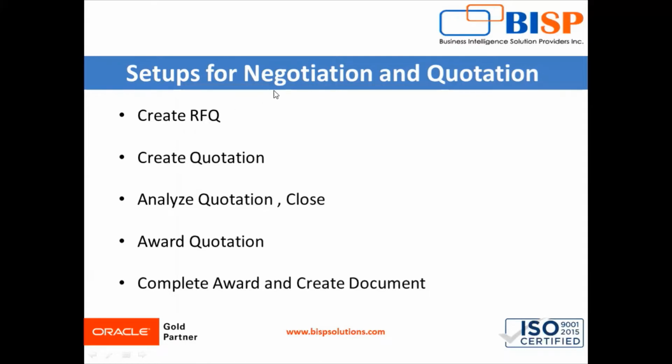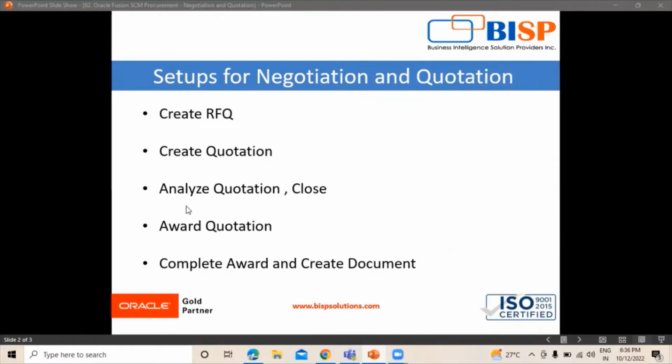After creating the negotiation, we have to create a quotation. After creating the quotation, we have to analyze the quotation. After analyzing, if you want to close that quotation for that particular supplier, you can close it in our application as well. In today's session we will see how to create a request for quotation, how to create a quotation, how to analyze a quotation, and how to award a quotation. After awarding the quotation, we have to complete the award, and last we have to create the document in our application. Okay, so now let's go to our instance and create an RFQ, that is negotiation.